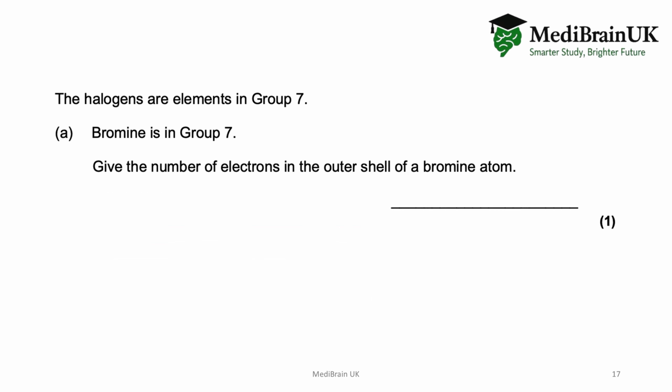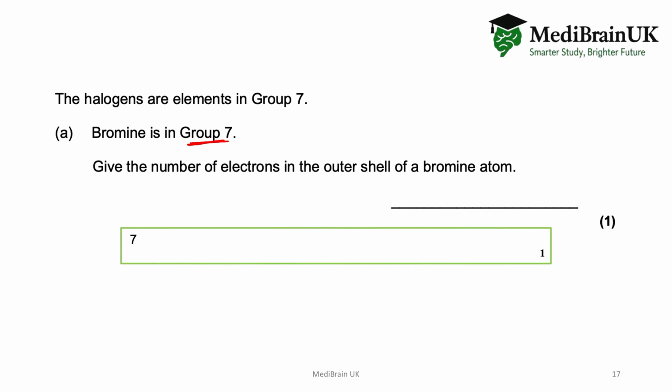Okay. Final question. It says the halogens are elements in group 7. Bromine is in group 7. Give the number of electrons in the outer shell of a bromine atom. So as you can see, bromine is in group 7. Groups define how many electrons there will be in the outer shell of the atom. So that means bromine is going to have 7 electrons in its outer shell.